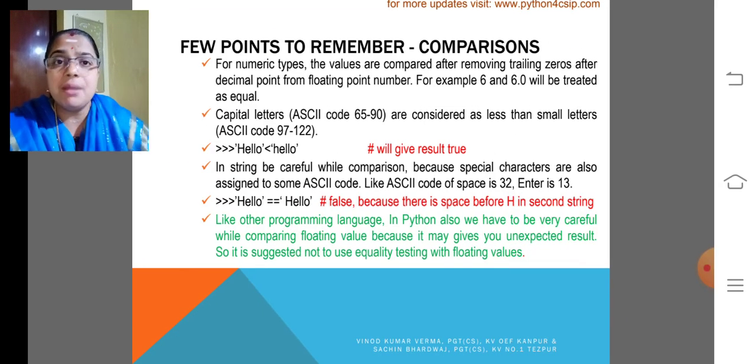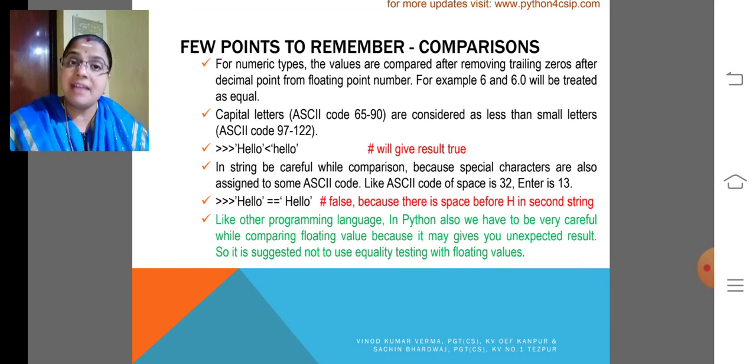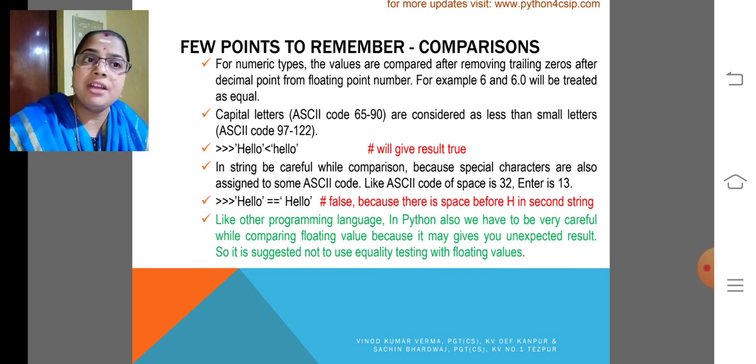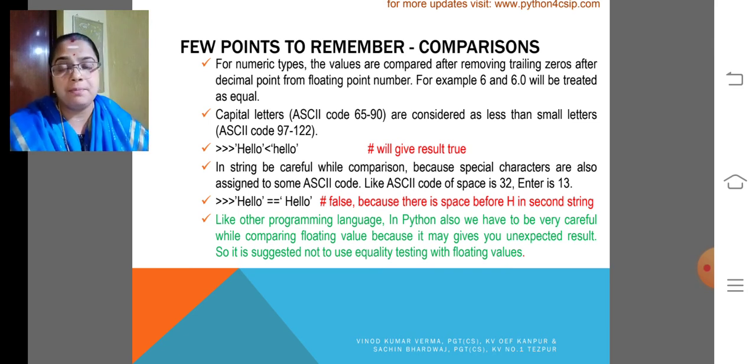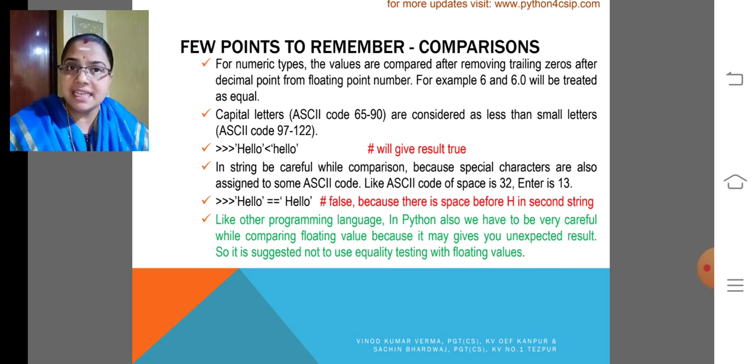We should remember some points in comparison. For numeric types, the values are compared after removing the trailing zeros after the decimal point from floating point numbers. For example, 6 and 6.0 will be treated as equal. That means if you give 6 equal to 6.0, the interpreter will give true.